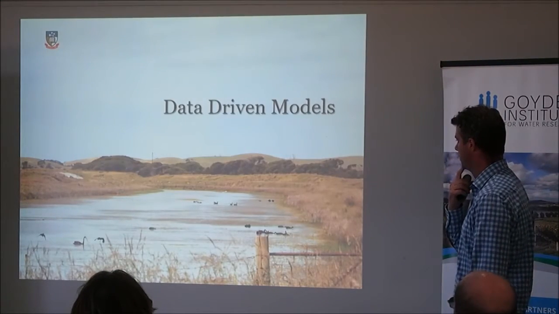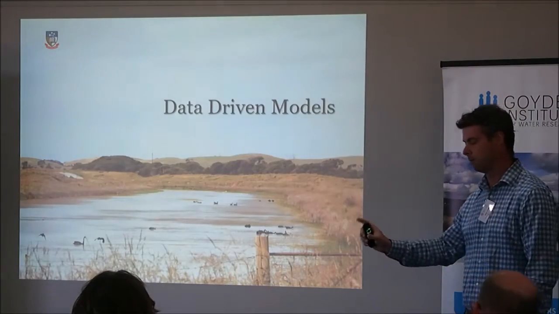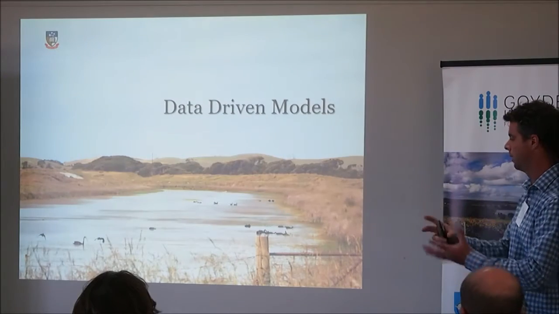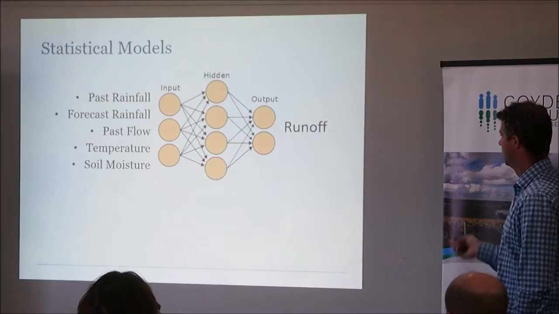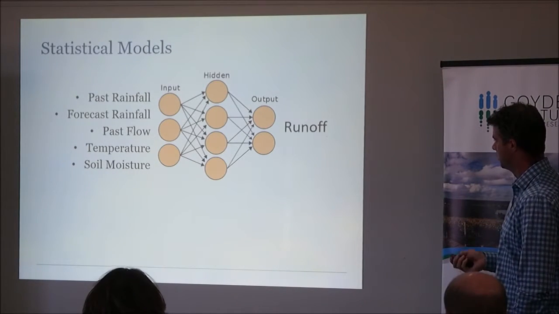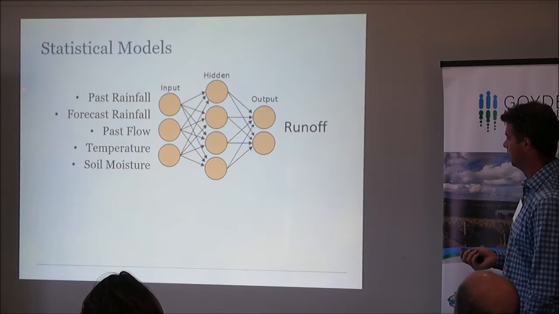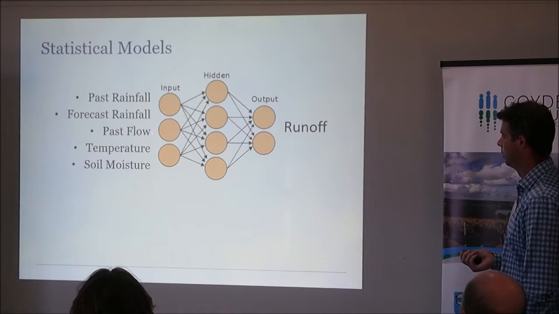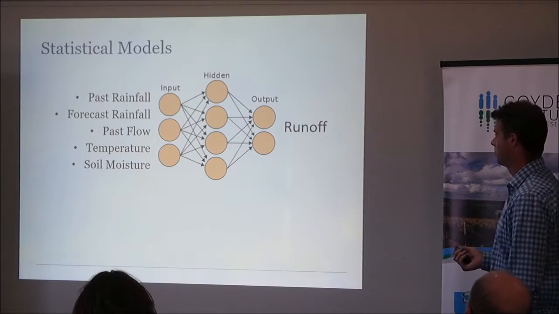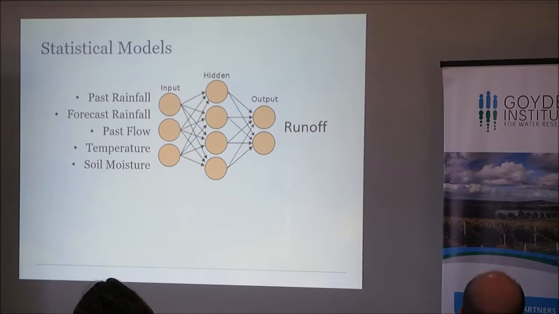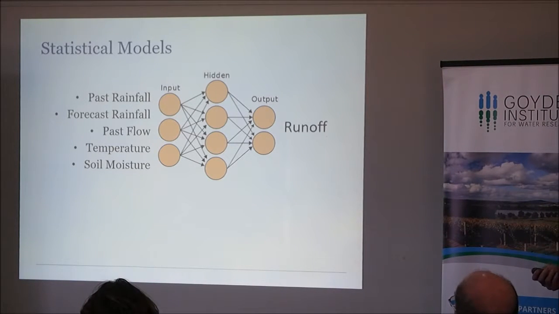The statistical models, the data-driven models, are the ones where we don't go in with a preconceived idea that this bucket will fill up and split into that bucket. We just let the data tell us. Like this. We set the models to take in as much observed data as we can get: past rainfall, forecast rainfall, past flow, temperature, evaporation. And the interesting part we tried to do in this work was different data sets representing soil moisture, so the current state of the catchment, to try and improve those forecasts.